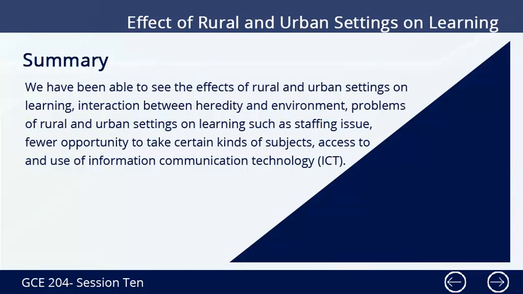Summary. We have been able to see the effects of rural and urban settings on learning, interaction between heredity and environment, problems of rural and urban settings on learning, such as staffing issues, fewer opportunities to take certain kinds of subjects, access to and use of information and communication technology, ICT.